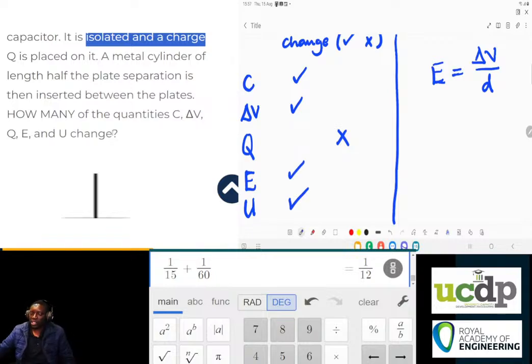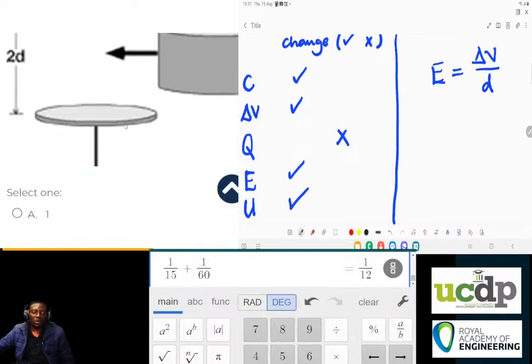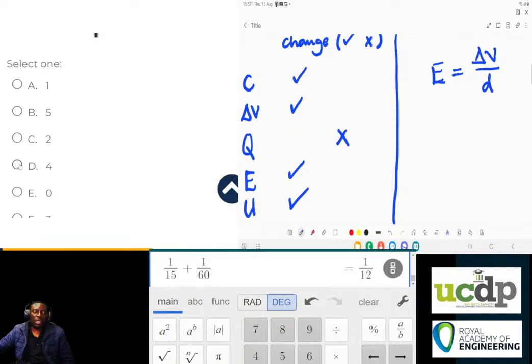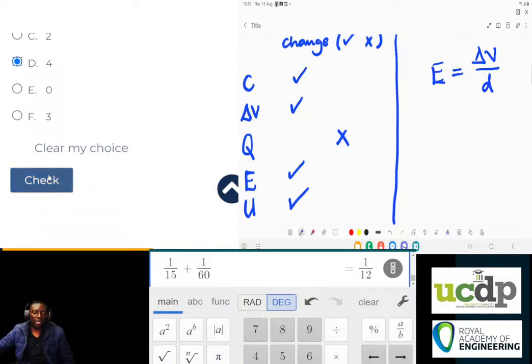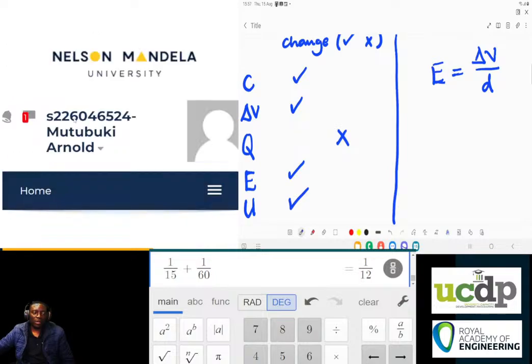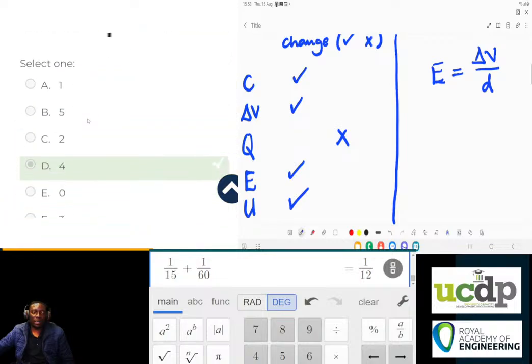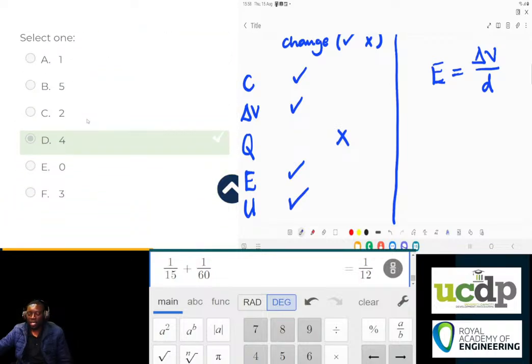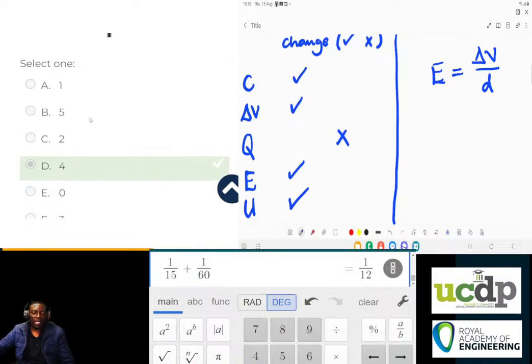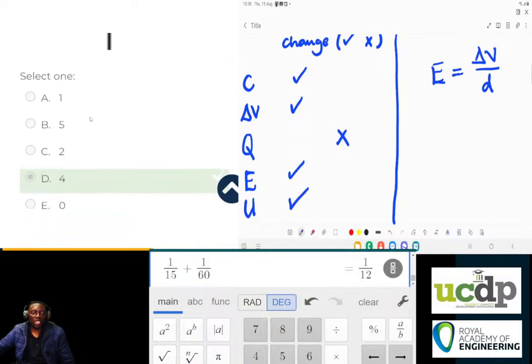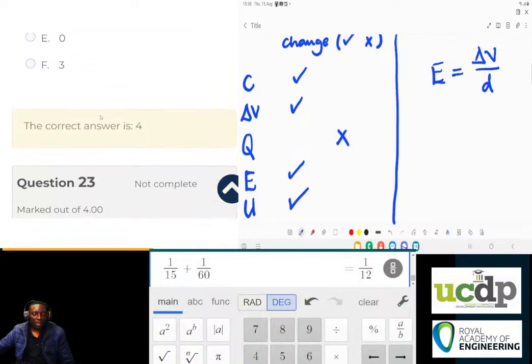So how many quantities are changing there? Four. Four quantities are changing, and that four is also here, which is the quantities that are identified except for Q. So the rest of the quantities except for Q should change. Okay.